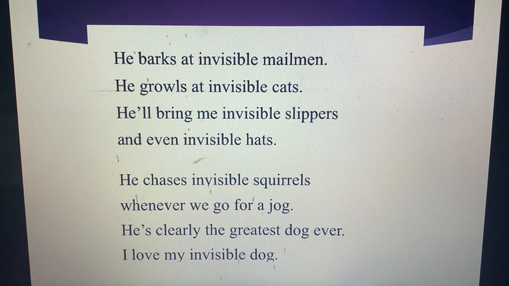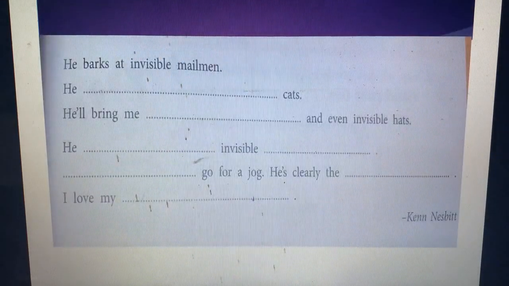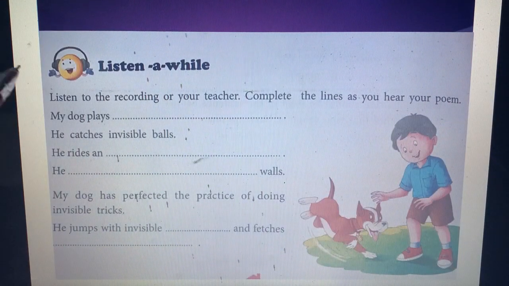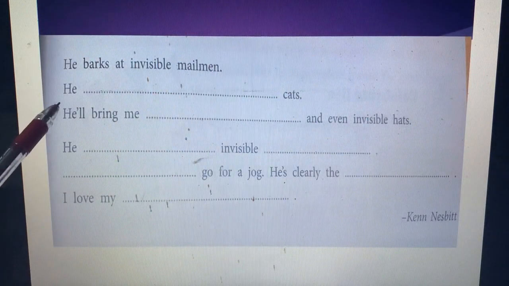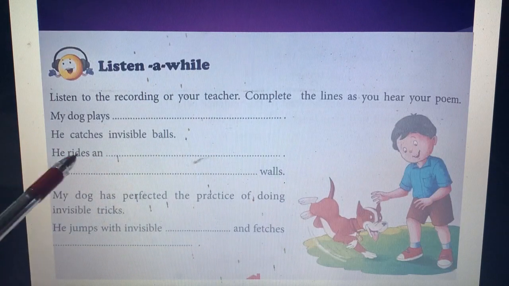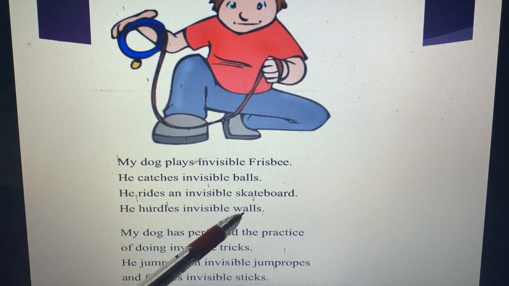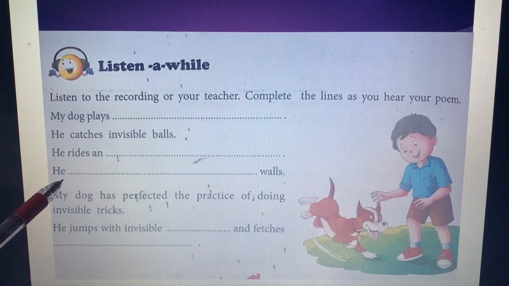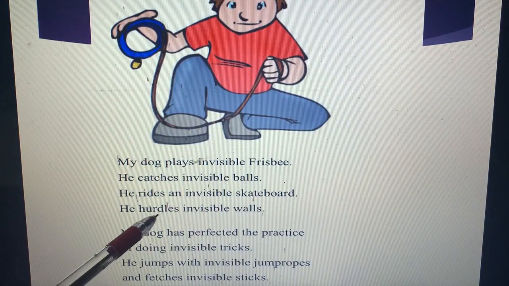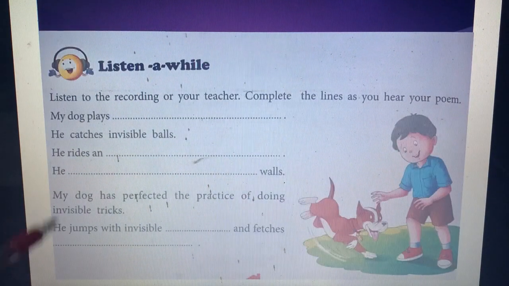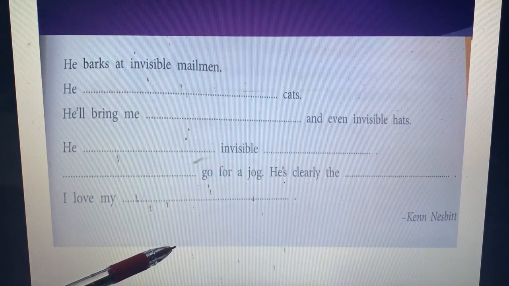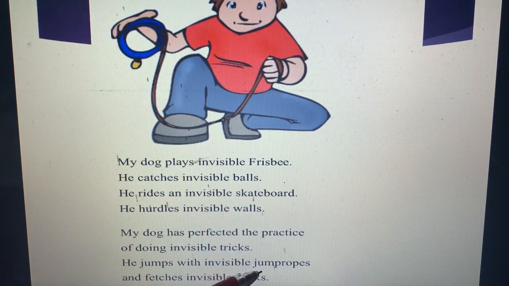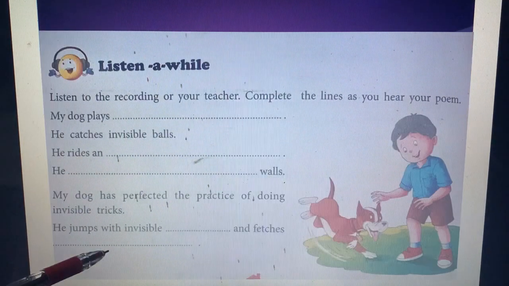And the poet is saying that I love my invisible dog. Fine. So this is basically the poem, and you have to fill this with the help of a pencil. So what will come over here? My dog plays invisible frisbee. Then next is, he catches invisible ball. He rides an invisible skateboard. Then what will come? He hurdles invisible wall. Then next is, my dog has perfected the practice of doing invisible tricks. He jumps with invisible jump ropes and fetches invisible sticks.